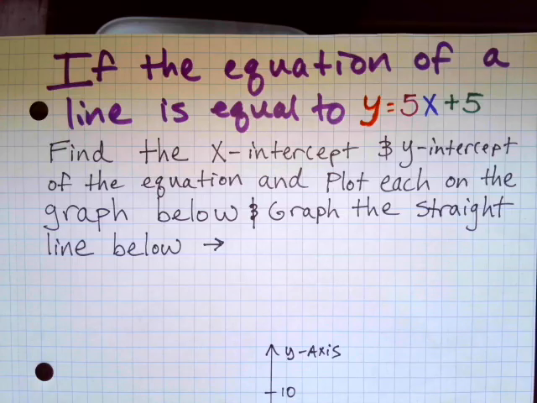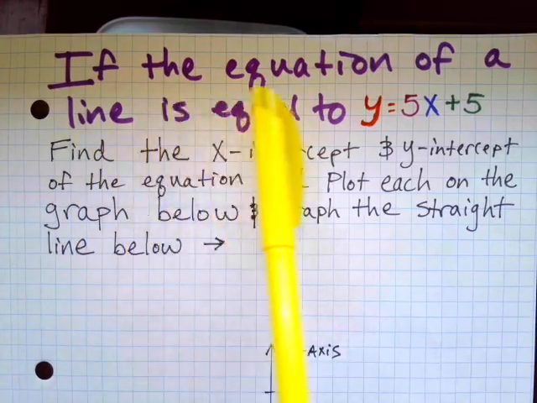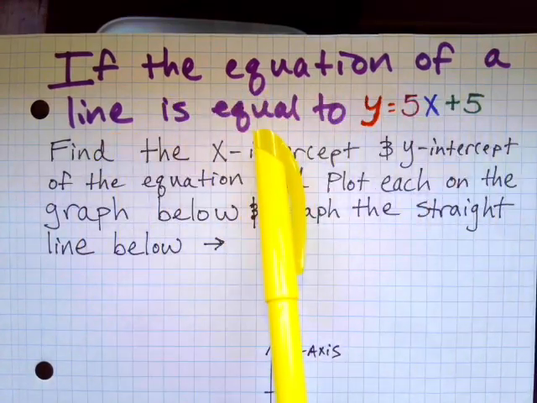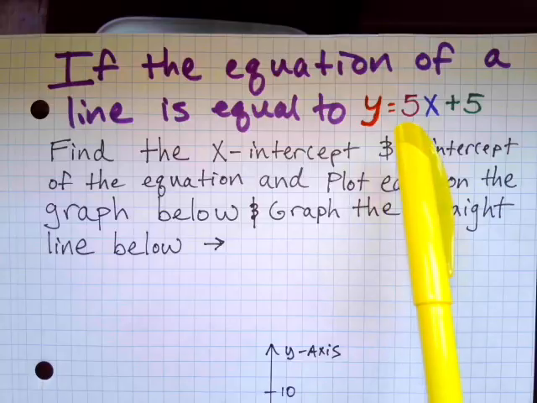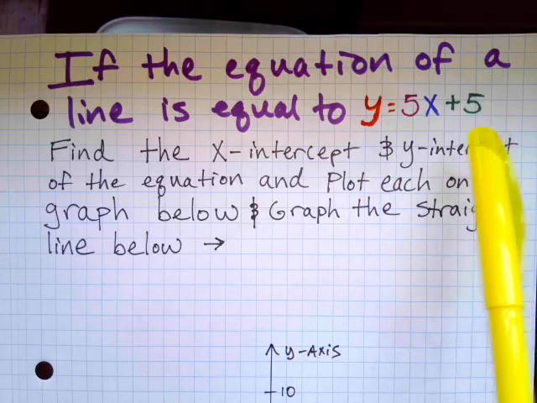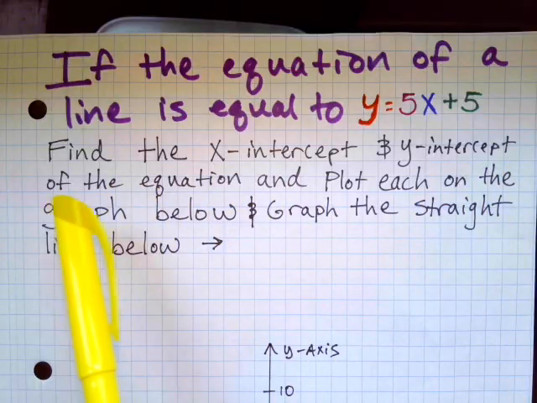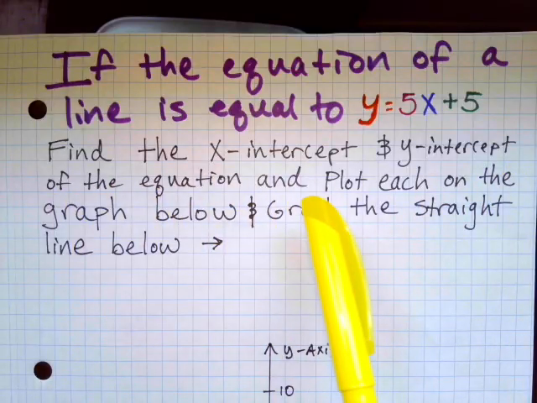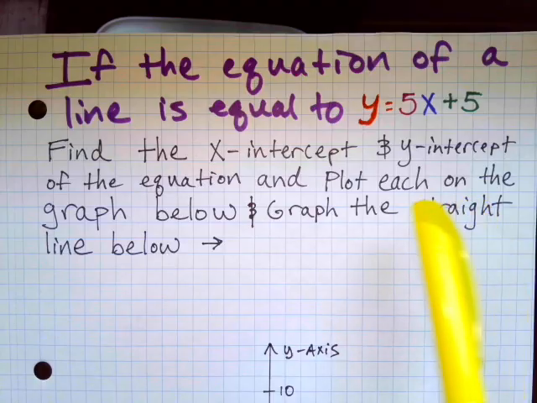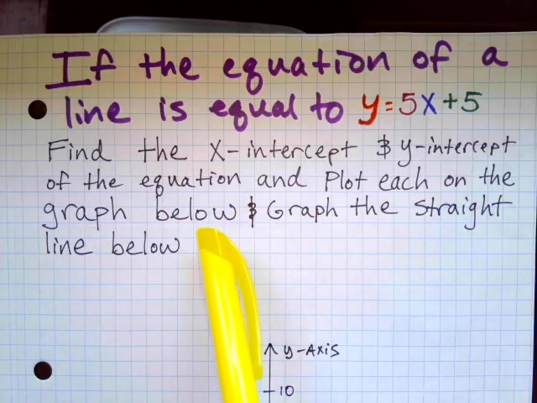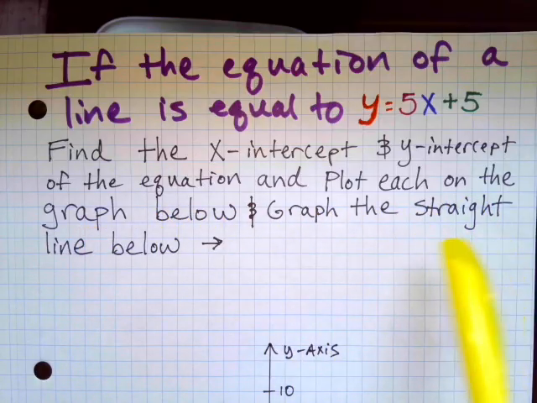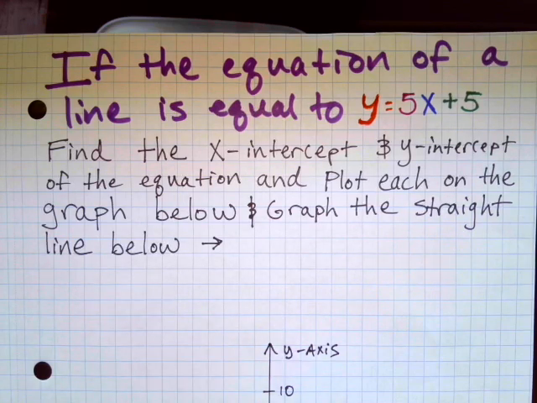So I'd like to go over another question that you might see in your standardized assessment. If the equation of a line is y equals 5x plus 5, find the x-intercept and the y-intercept of the equation and plot each on the graph below. And graph the straight line below.